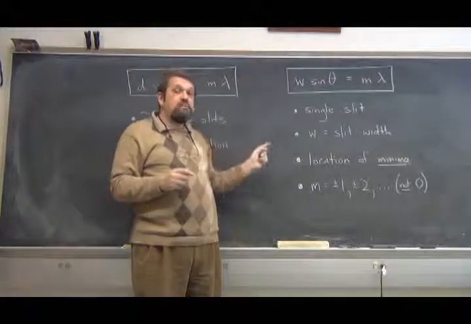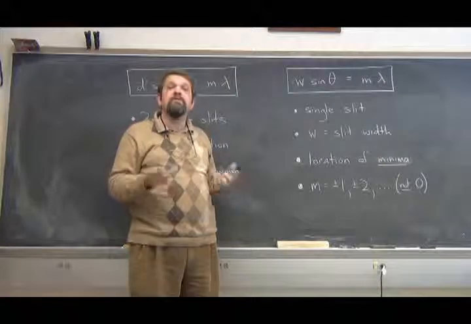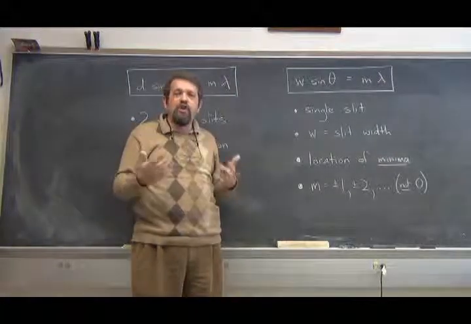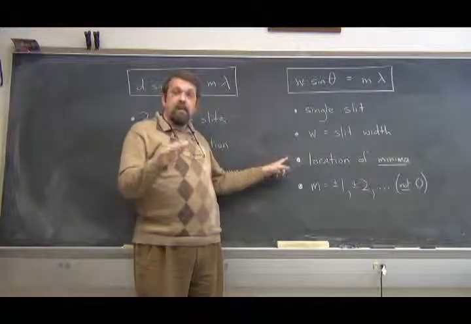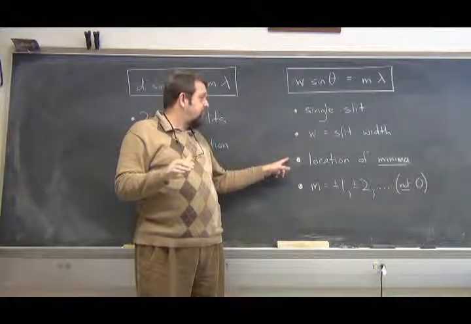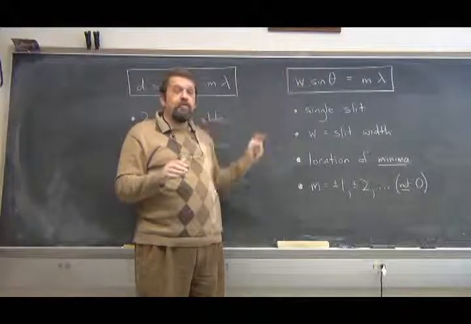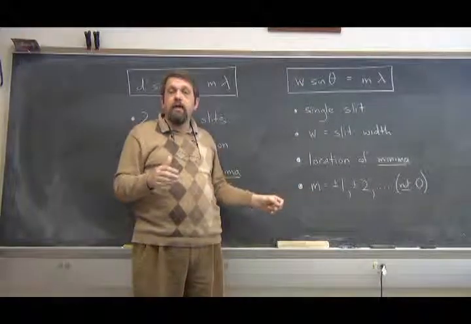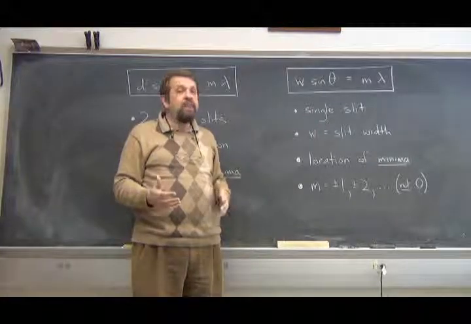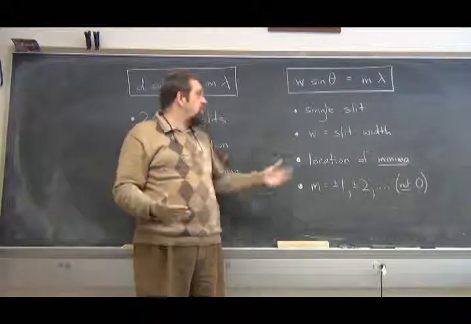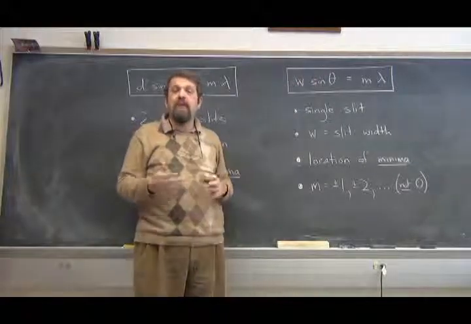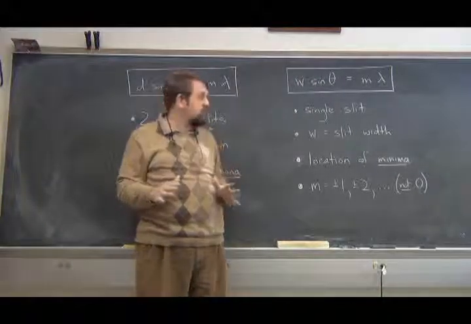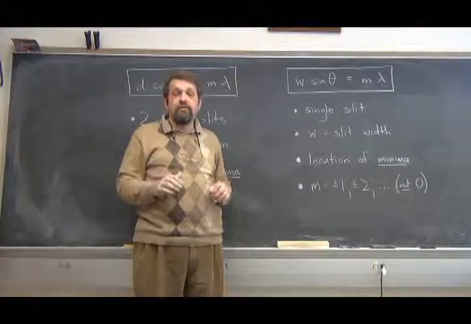And this equation gives you not intensity maxima, but the location of the intensity minima, the location of the dark spots in the pattern. And m, the integer that occurs in this equation, can be plus or minus 1, plus or minus 2, and so on, but not 0. Any integer except 0. At 0, you'd have theta equal to 0, and that's the location of a primary maximum, the only primary maximum, in the single slit pattern.